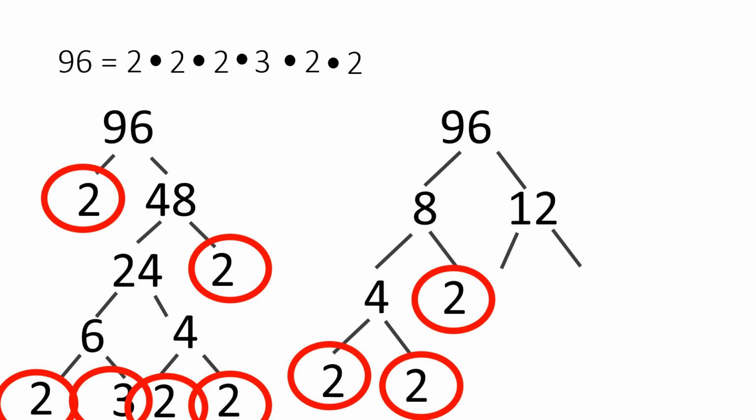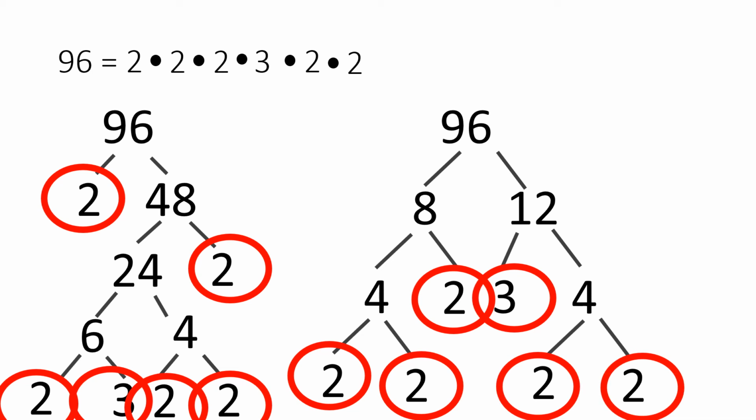Let's go to the 12. 3 times 4. 3 is a prime number, we leave it alone. Number 4, we got 2 times 2. And if we circle all the prime numbers, we got a 2, 2, 2, 3, a 2, and a 2. And the answers match. No matter what you do, you'll always have the same prime numbers.